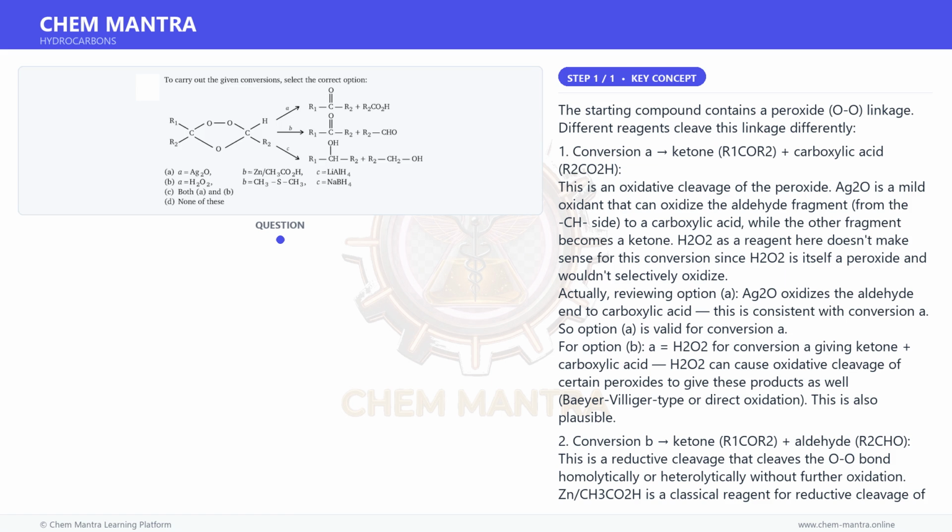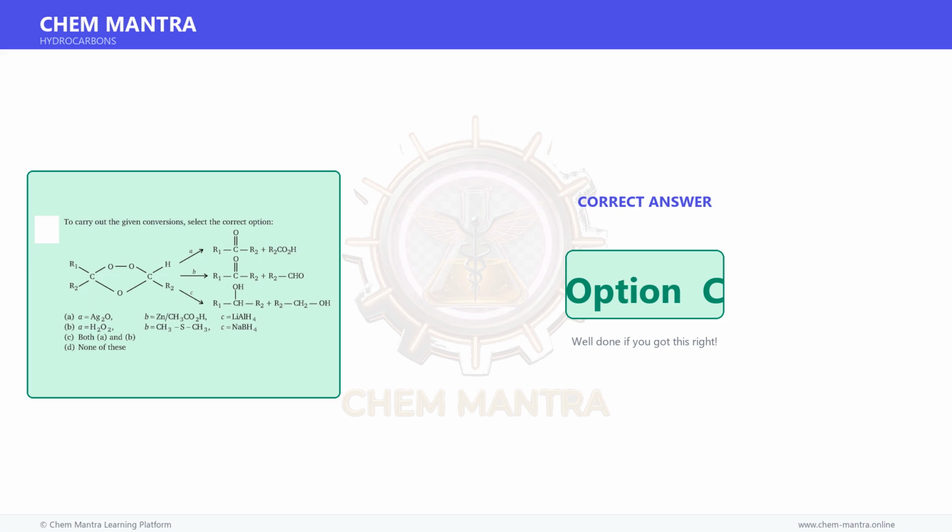Why do other options fail? A alone would be correct but B is also correct, so A alone is insufficient. B alone would be correct but A is also correct, so B alone is insufficient. D, none of these, is wrong because both A and B work. Therefore, the correct answer is option C.